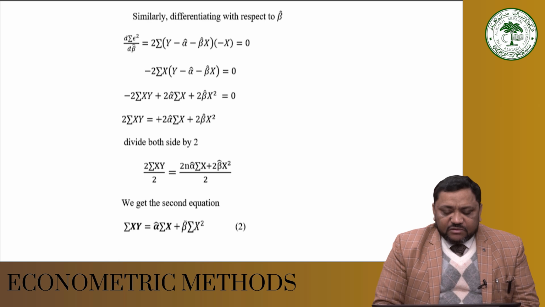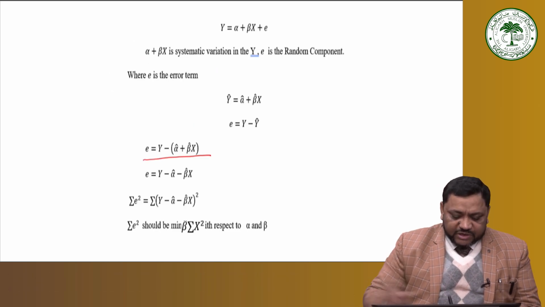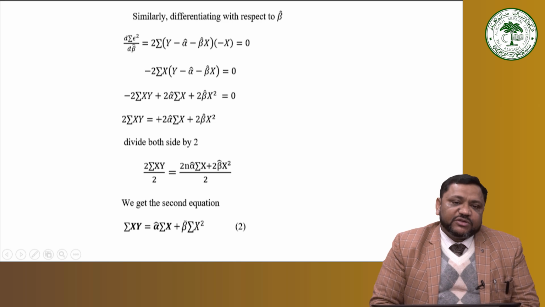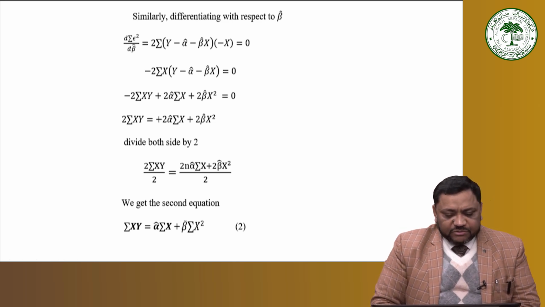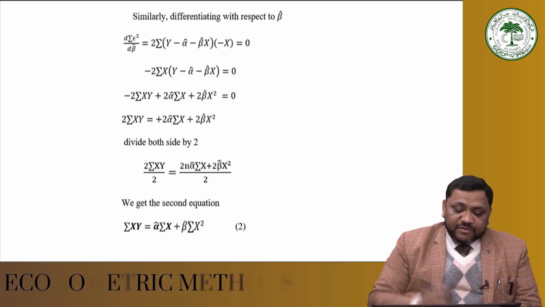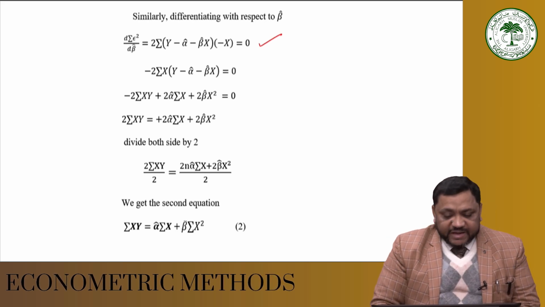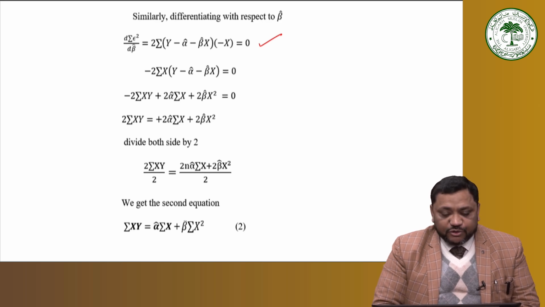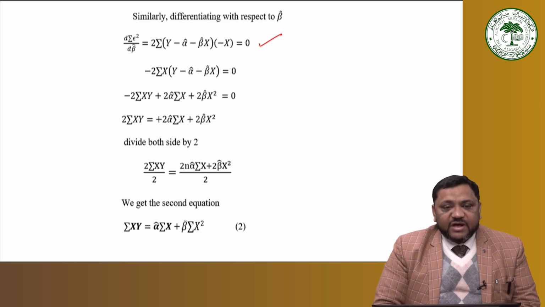A similar process is to be done with the same equation which we had earlier. We are going to differentiate it with respect to beta hat. So the derivative of summation e square with respect to beta hat is again 2 summation, y minus alpha hat minus beta hat x, multiplied by minus x. Again we rearrange it, and it turns out to be minus 2 summation x, bracket y minus alpha hat minus beta hat x, is equal to 0. We open up the bracket, and it turns out to be minus 2 summation xy plus 2 alpha hat summation x plus 2 beta hat summation x square is equal to 0.